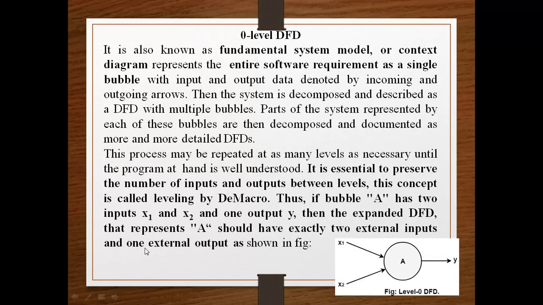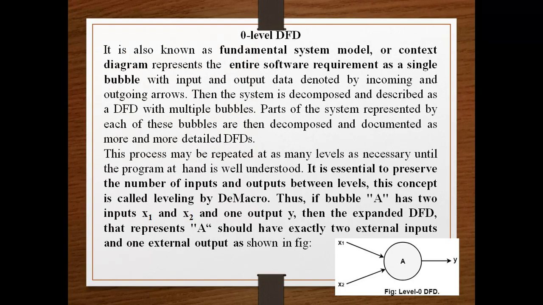Let's go ahead. Now what is a 0 level DFD? It is also known as the fundamental system model or context diagram, which represents the entire system as a single bubble. If you want to view your system, how it starts and how it ends, that single bubble will show your input and output. Next, the system is decomposed and described as a DFD with multiple bubbles. Each bubble represents a part of the system and is then decomposed further. This process is repeated at many levels until the problem at hand is well understood.